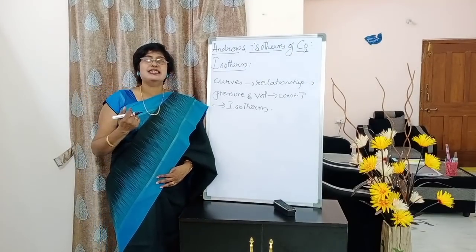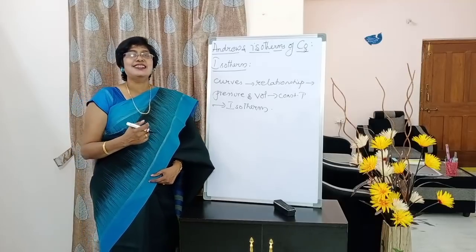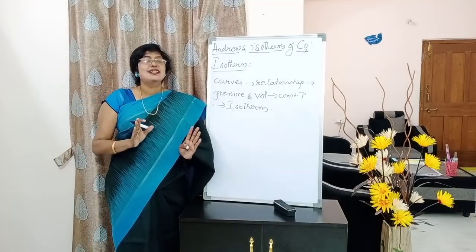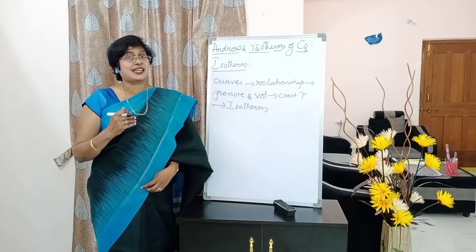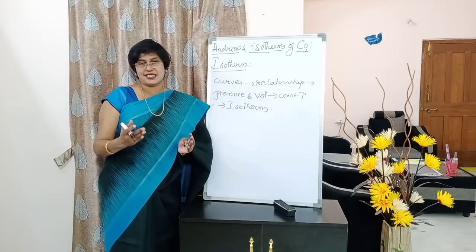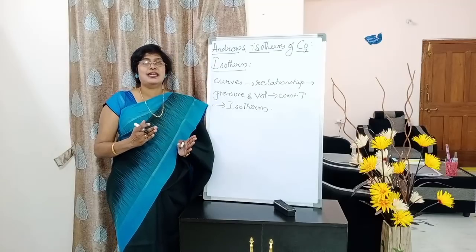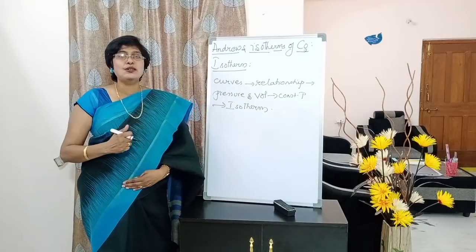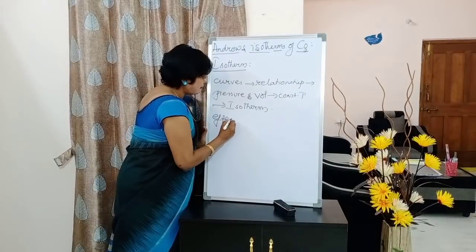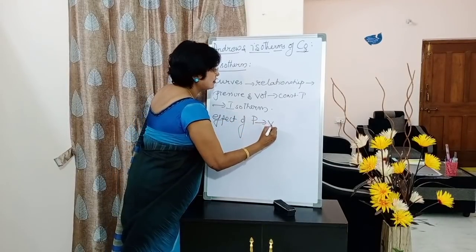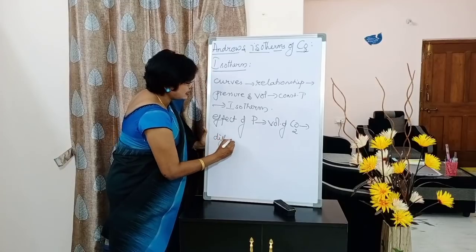What is an isotherm, students? It explains the relationship between pressure and volume at constant temperature. Okay. So keep this isotherm aside. Then what are these Andrews isotherms of carbon dioxide? Andrew is the name of a person. That means he has studied the behavior of carbon dioxide. So what all he studied, now I am going to let you know. What Andrew did, students, was study the effect of pressure on volume of carbon dioxide at different constant temperatures.